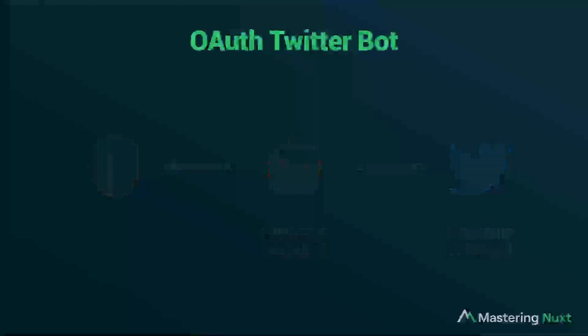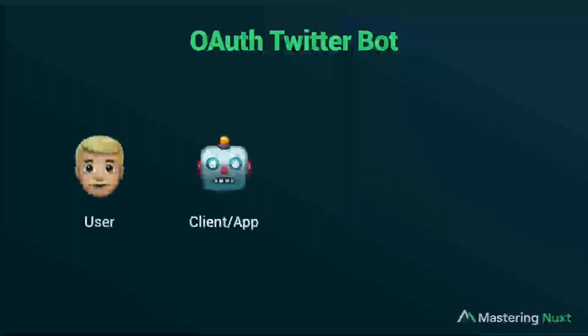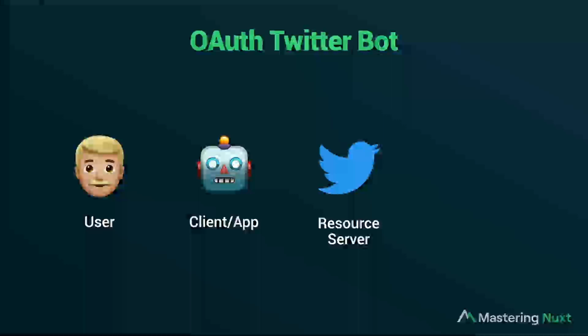So to avoid that, the industry came up with this idea of OAuth. We have you as the user, we have the bot, which we call a client or third-party application. Then we have the resource server. This is the thing that we want to access. So this would be the Twitter timeline, being able to post new tweets, retweet. That's what the resource server is. It's the thing that we actually want to access.